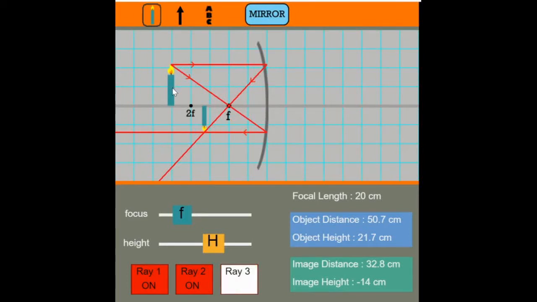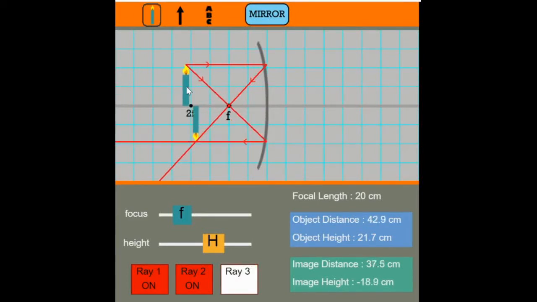Now we will place the object on C. When you place the object on C, what happens?